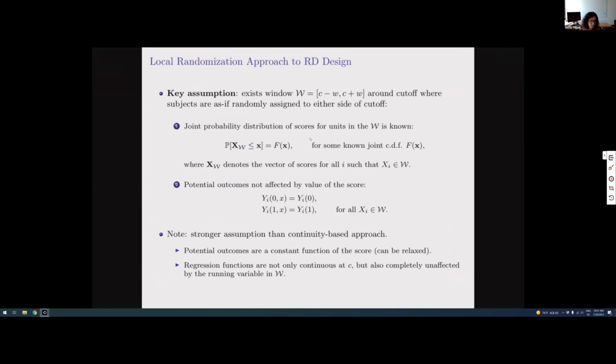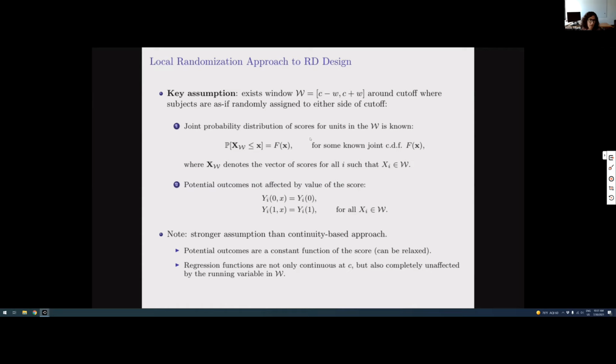Okay, so in the final part I'll talk about the local randomization approach to RD design. What is the key assumption? As I said, the regression discontinuity is defined by this discontinuous treatment assignment rule. That is the definition of it. But that's still not enough to be able to say that there's an average treatment effect here that's identified.